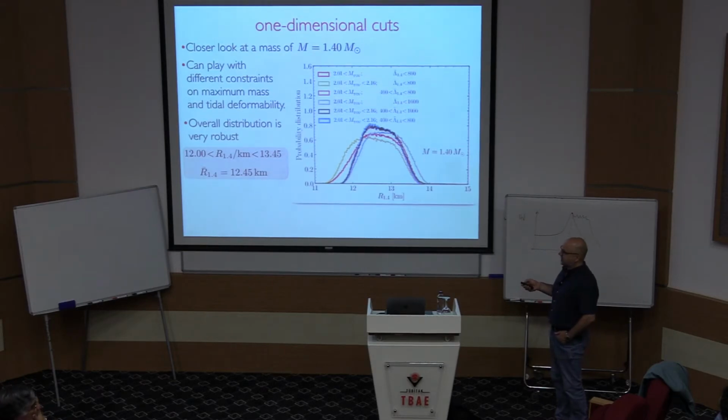This means that radii as small as 8 or 9 kilometers seem very unlikely unless you have a phase transition, and equally radii which are very large, so a very stiff equation of state, seem to be excluded. So the equation of state is kind of in between stiff and soft, which is maybe what one would expect.